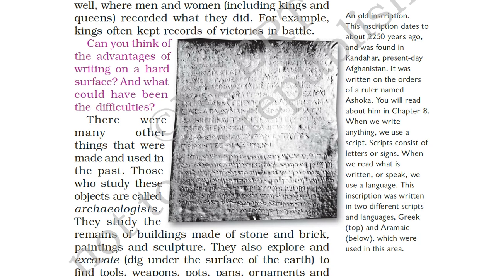When we write anything, we use a script. Scripts consist of letters or signs. For example, if you are writing Hindi, you know it is taken from the Devanagari script. When we read what is written or speak, we use a language. Now, to write, we use a script. To read, we use a language. This inscription was written in two different scripts and languages, Greek on top and Aramaic below, which are used in this area.